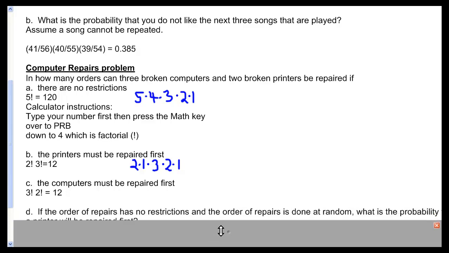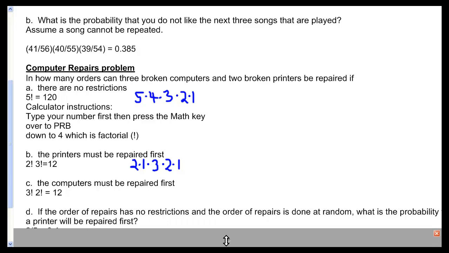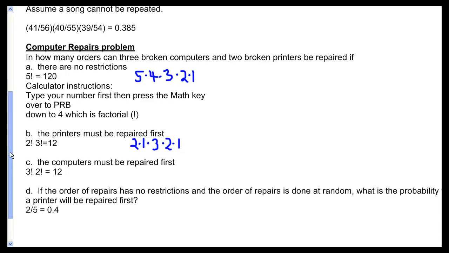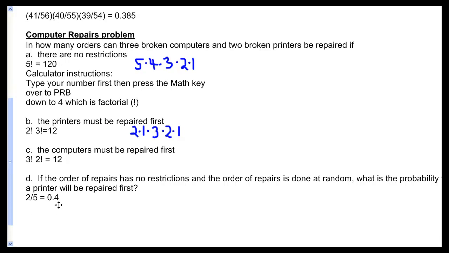The last part of the problem says, if the order of repairs has no restrictions and the order of repairs is done at random, what is the probability a printer will be repaired first? Well, there are 2 printers, there are 5 machines or 5 items, so 2 out of 5 would give you 0.4, and so the probability is 0.4. This one is not factorial, this is just regular probability.